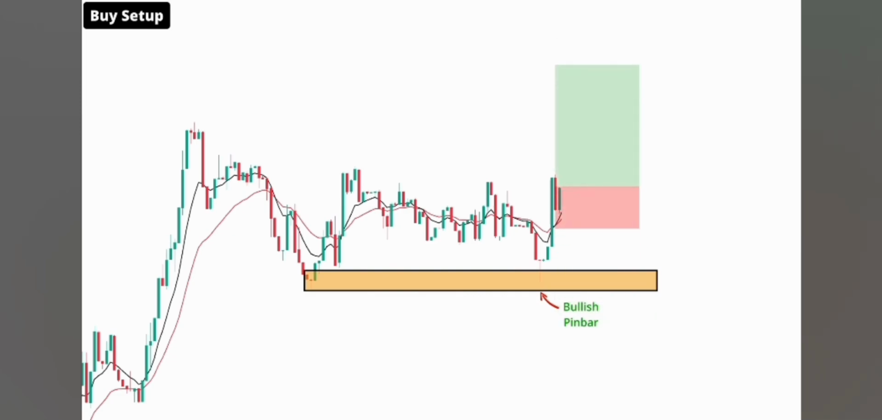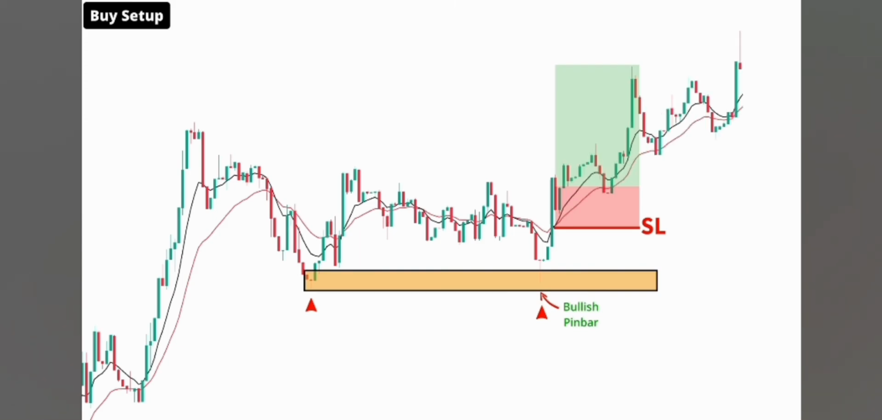Look at this example. The 9 EMA crossed above the 20 EMA. At the same time, a bullish engulfing candle formed while price was holding above a support zone. Everything lined up perfectly. The entry was above the high of the engulfing candle. The stop loss was placed below the low of the setup. The profit target was at least a 1:3 risk-to-reward ratio.